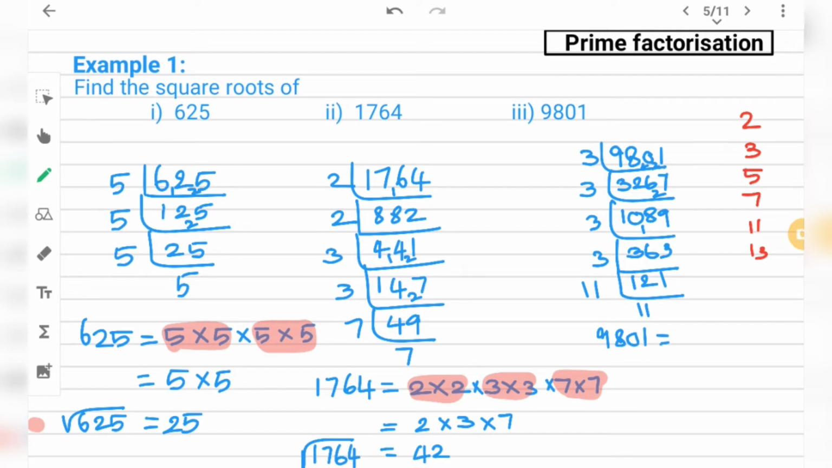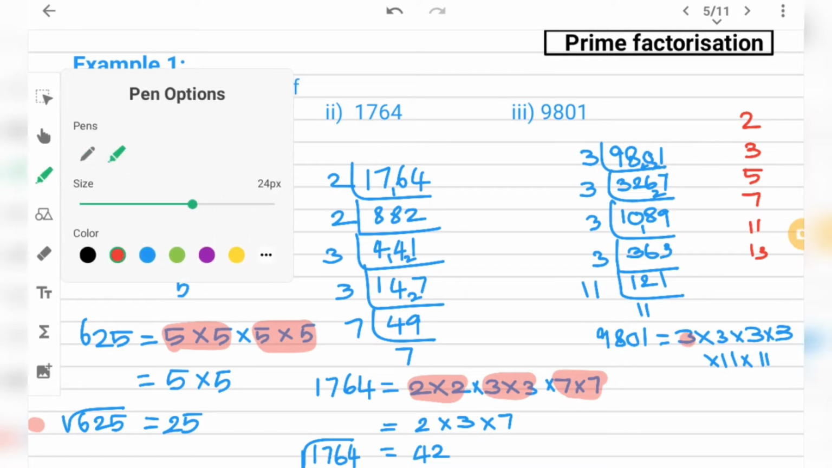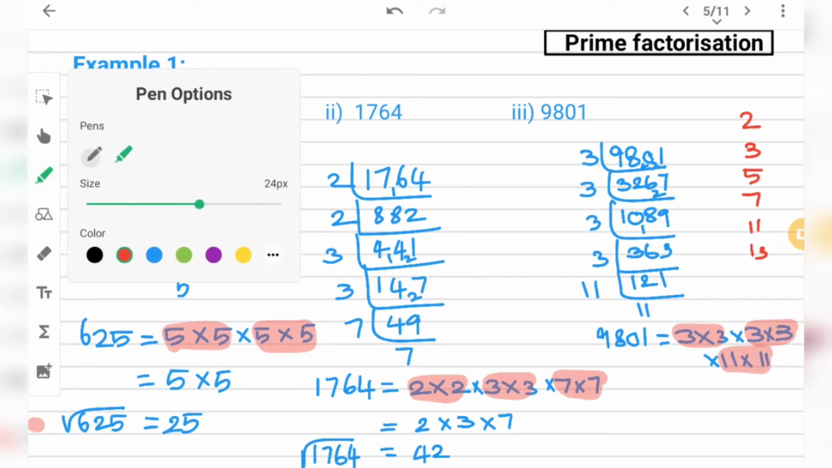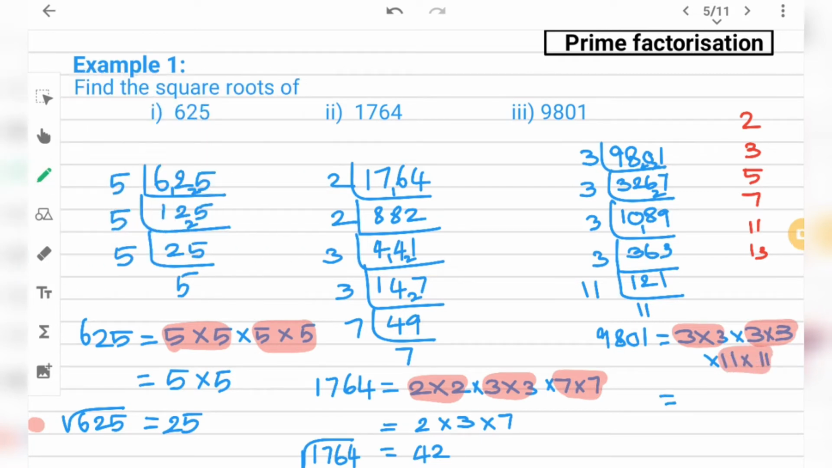9801 can be written as 3 into 3 into 3 into 3 into 11 into 11. Now you can make a pair, this 3 together and this together and this together. So now I'm going to write the numbers. 3 into 3 into 11. 3 3's are 9. 9 11's are 99.